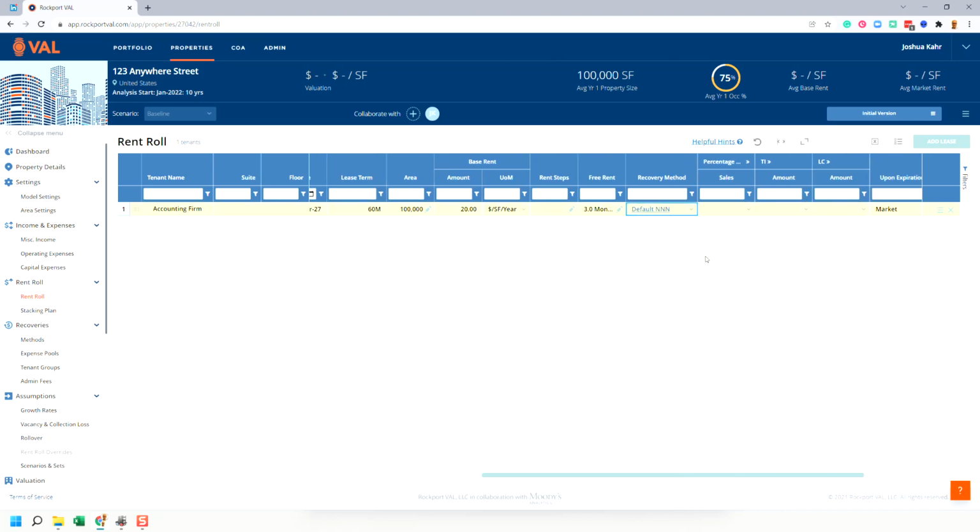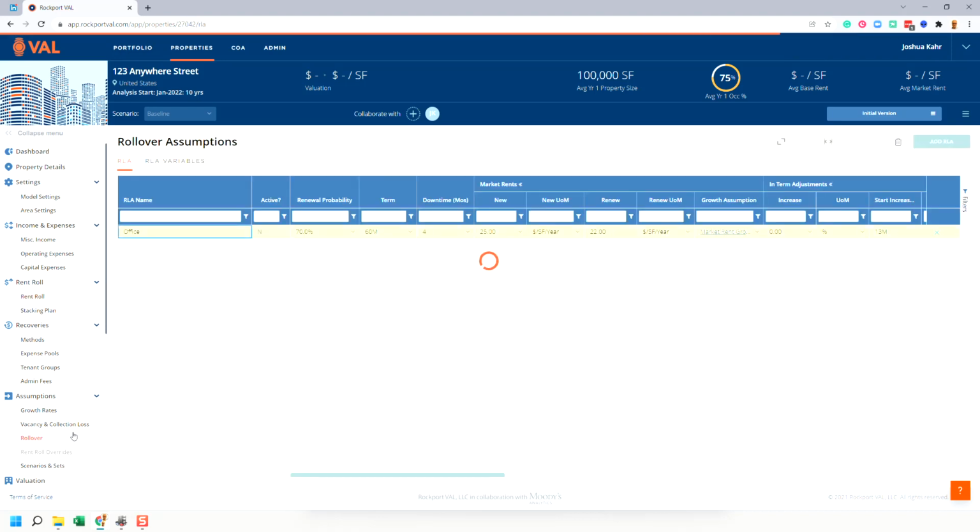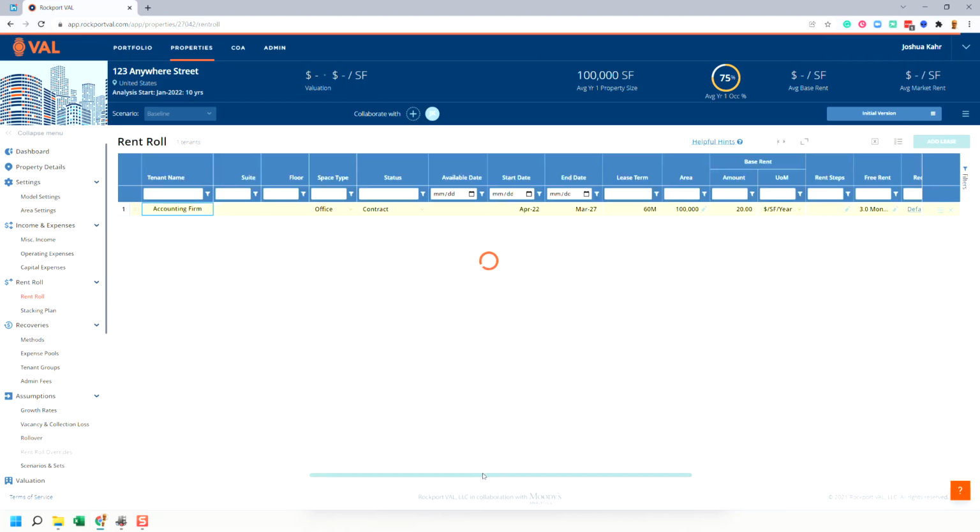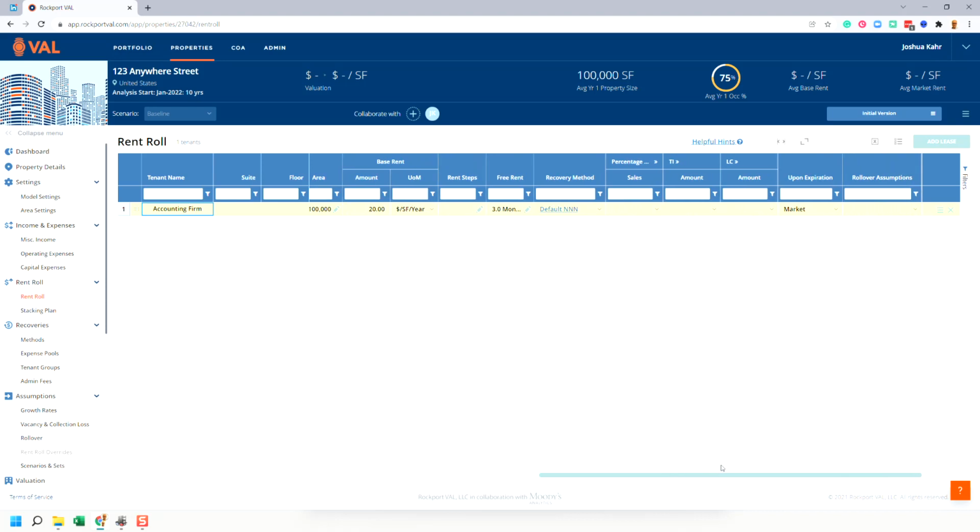I've got a 100,000-foot building. I've got some expenses. I put in a tenant, said they're paying 20 bucks a foot, said it's a net lease, so they reimburse all the expenses, and I put in the world's dumbest rollover assumptions. And let me make sure that those rollover assumptions are connected to the tenant. Rollover assumptions are connected to the tenant. There you go. And so if I did everything right, I should be able to build a cash flow.